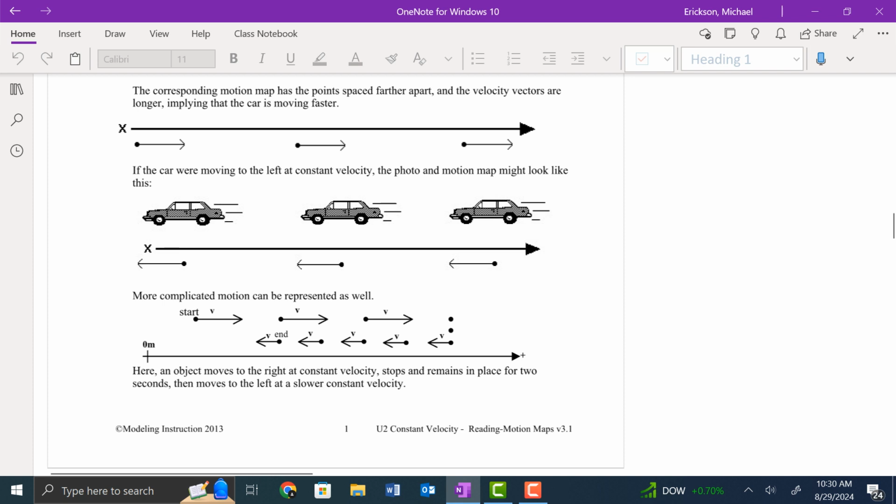So for every dot you make, that's 1 second. So keep that in mind. What I find is where there's someone stopped for a little while, people will try to start moving at the end of the dot, the last dot of no movement. You have to have a separate dot for it to start moving again.